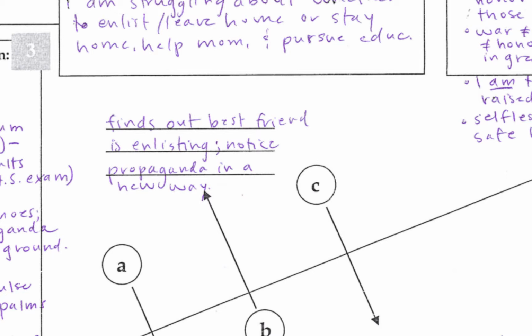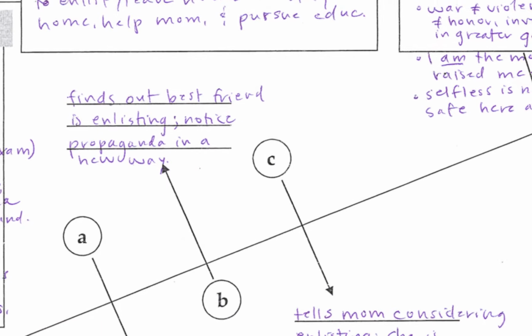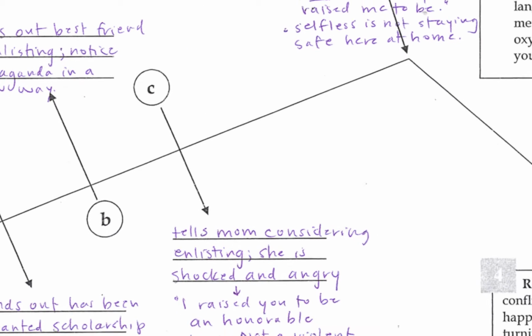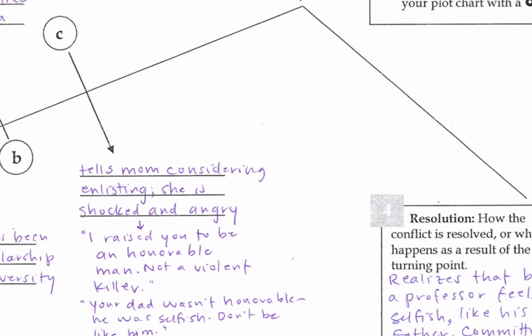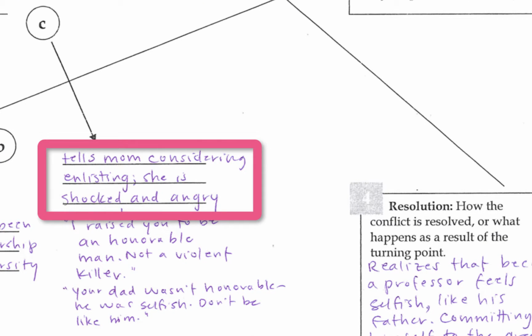I know I still need to have an initial conflict with my mom to set up this big conversation. So as I'm thinking about my mom, I want her to believe the war is wrong. I want her to have some strong moral beliefs around that. So based on my conversation with my friend, I'm going to go tell my mom that I'm considering enlisting, and she's going to be shocked and angry.